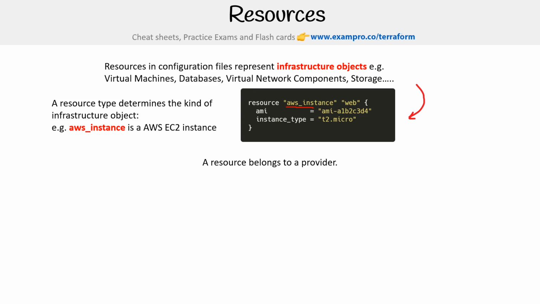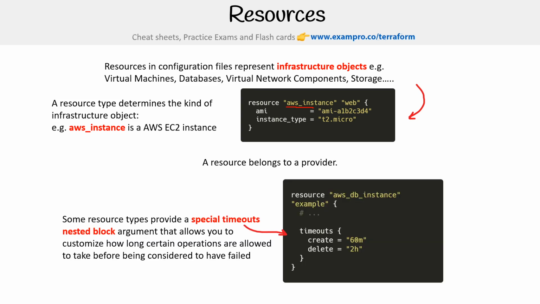And one little thing that I hadn't mentioned anywhere else, and that's why I made this slide, was to mention special timeout nested blocks within resources. Some resource types provide a special timeout nested block argument that allows you to customize how long certain operations are allowed to take before being considered to have failed. Okay, so there you go.